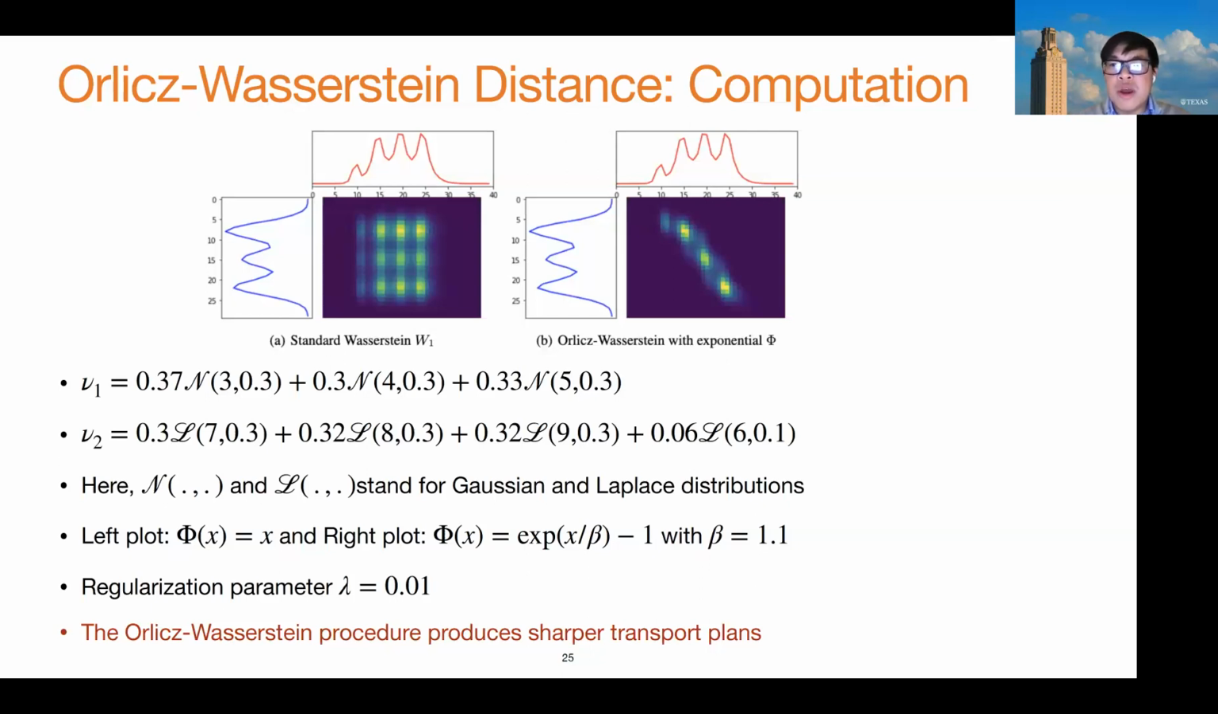The point I'm trying to make is that you're comparing the Wasserstein and the Orlicz-Wasserstein, and obviously you have to use an approximation using the entropic regularization. But if you had actually computed the true Wasserstein optimal transport plan, it wouldn't look anything like the thing you have on the left. It would look like a monotone transport plan. So it seems like it's not really a fair comparison here.